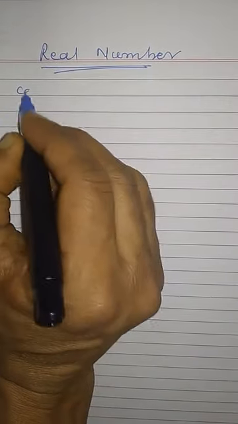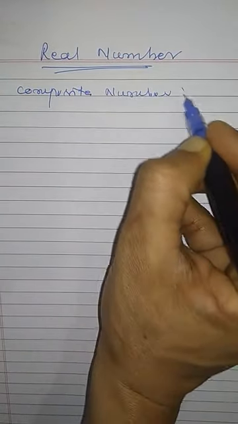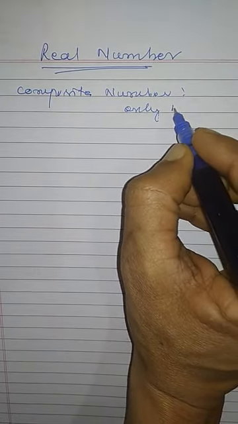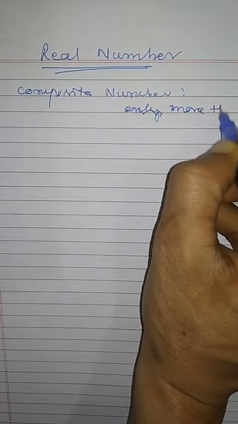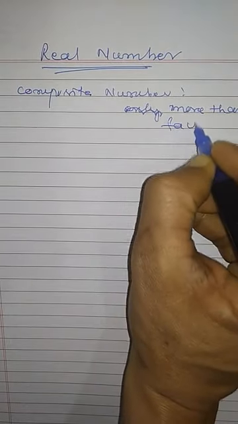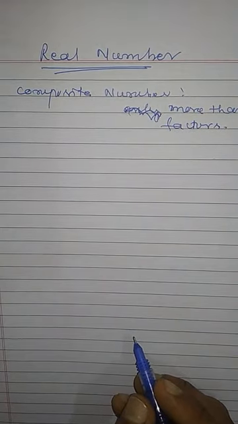Today we will discuss real numbers. Before going through the chapter, let me discuss what a composite number is and what a prime number is. What is a composite number? A number which has more than two factors is called a composite number.